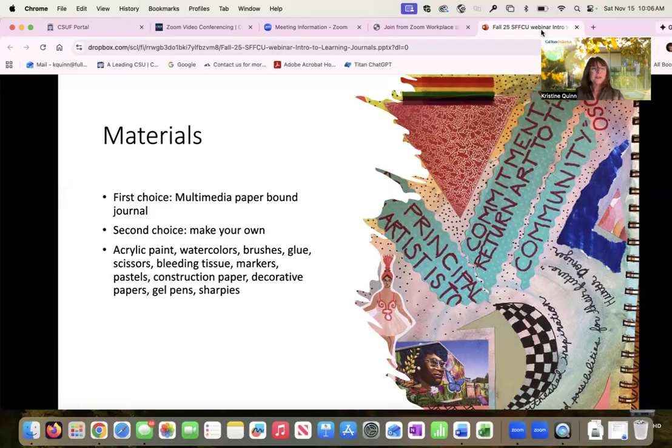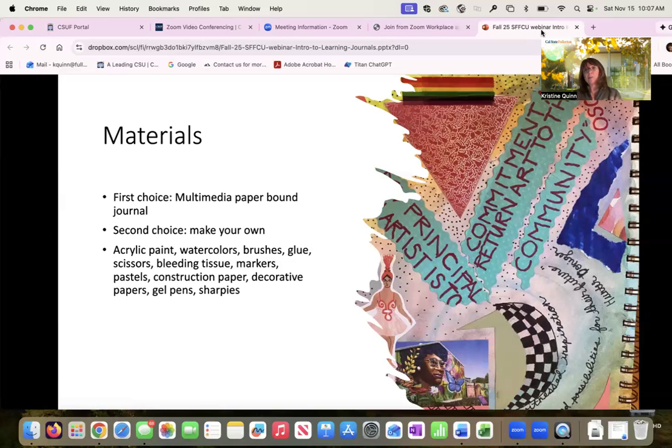Second choice, if you don't have the money or the resources to buy your students good art journals, you can make your own, and there's many ways that you can do this. The most cost-effective way would probably be to get the construction paper that may be available at your own school sites. Fold those in half and put a rubber band around the center, and then you have a very quick learning journal. You can also use file folders, old file folders in the very same way.